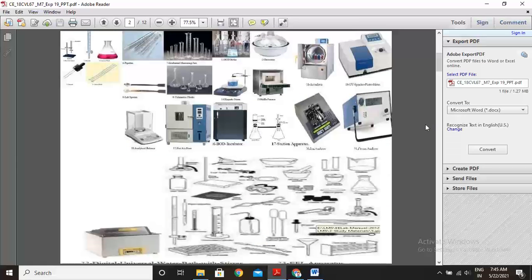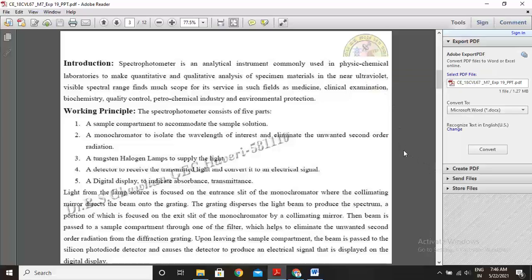See, these are the apparatus as well as equipments used to conduct the given experiments. In this slide, some of the equipments and some of the apparatus are shown, and here, see, this is today's experiment instrument, that is the ultraviolet spectrophotometer. UV means ultraviolet spectrophotometer. This instrument we are using in today's experiment. Okay, next, introduction.